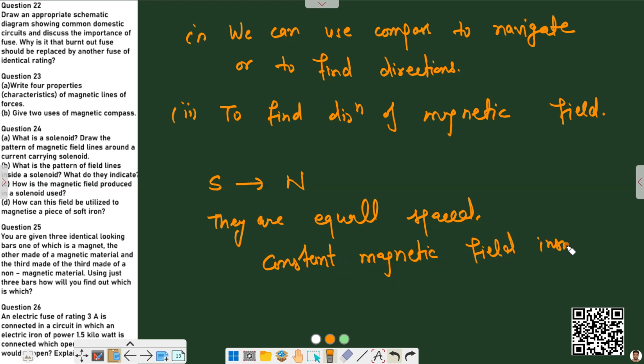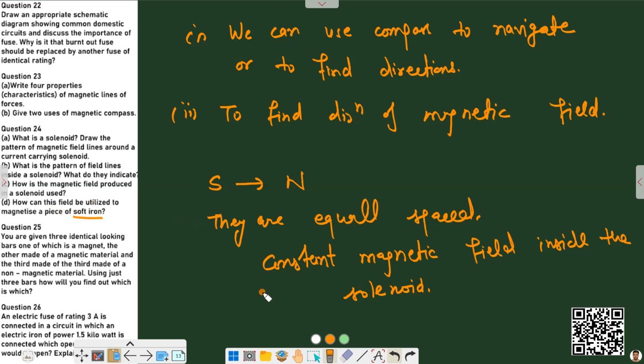inside the solenoid, and this we have explained in detail. We have already covered this type of question in detail in our previous videos. Now, next part is: how is the magnetic field produced inside a solenoid? This we have already discussed. How can this field be utilized to magnetize a piece of soft iron? So how can we make electromagnets? We have discussed that part.